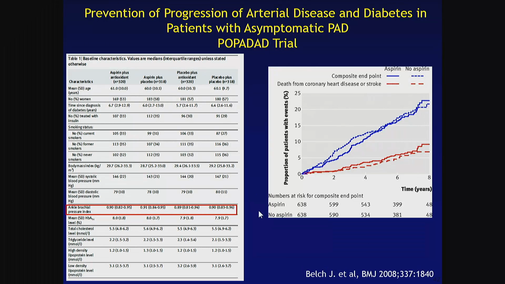However, it is important to note that these patients who were supposed to have asymptomatic peripheral artery disease really had normal ankle brachial index, thus questioning whether this population did indeed have peripheral artery disease.